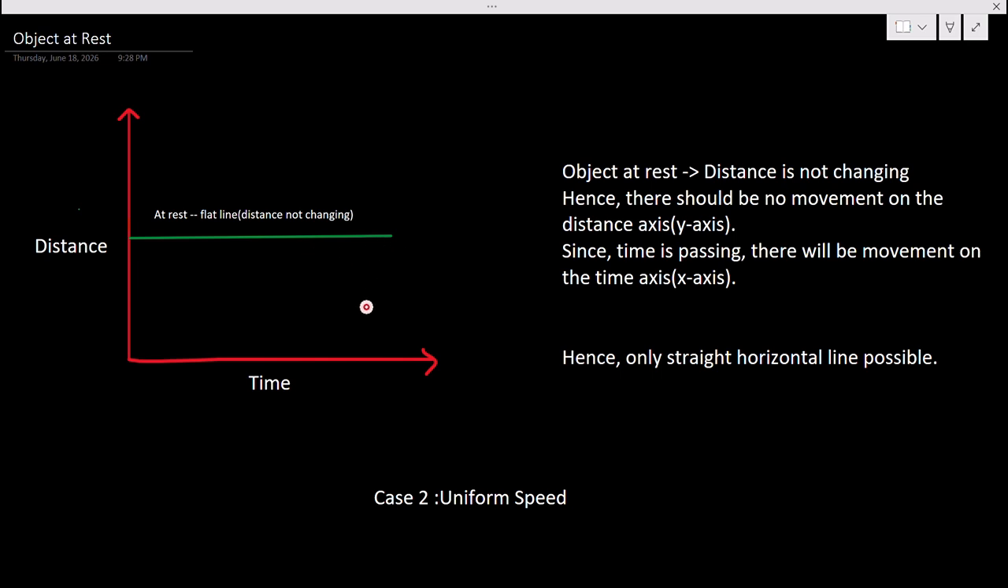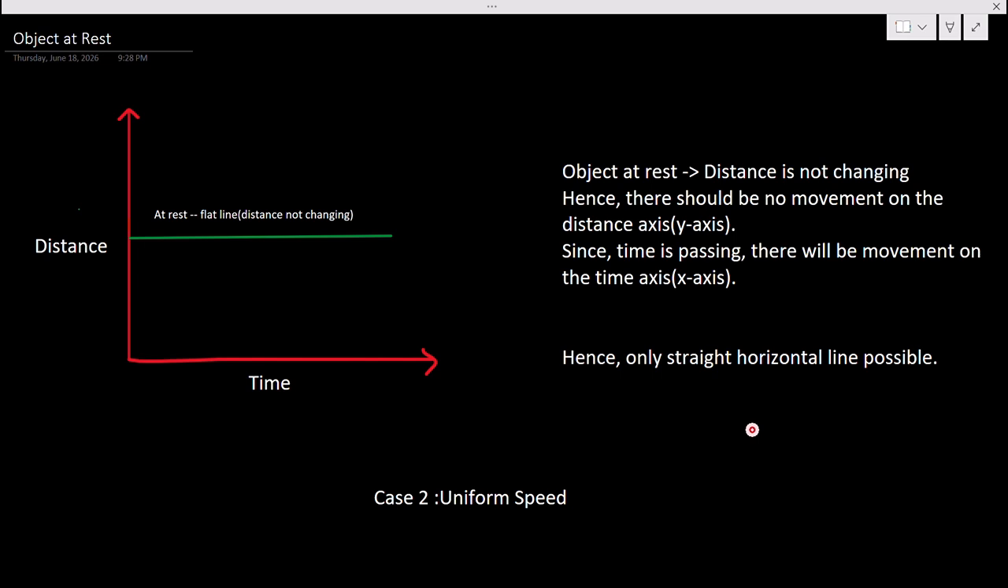So what is the possible graph? I see only one graph is possible in this scenario: nothing is moving up, but you're moving in this direction. So a straight horizontal line is the only possible graph when the object is at rest. Okay, a flat line. The distance is not changing, so there should be no movement on the distance axis, which is the y-axis. And since time is passing, there will be movement on the time axis, which is the x-axis. Hence only a straight horizontal line is possible. So this is the case where an object is at rest. This is the most basic, simplest case, but it will help build your understanding in the right direction.